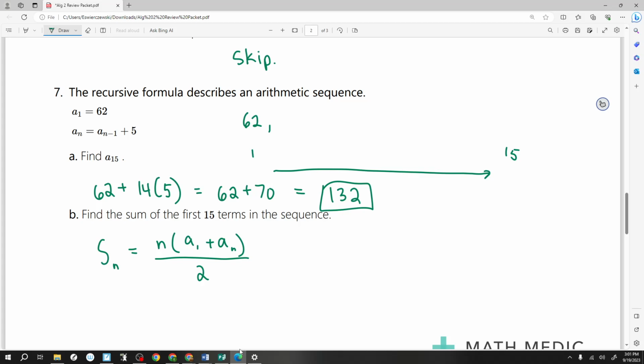This formula looks complicated, but it really isn't that bad. N is the number of terms. A1 is the first term.